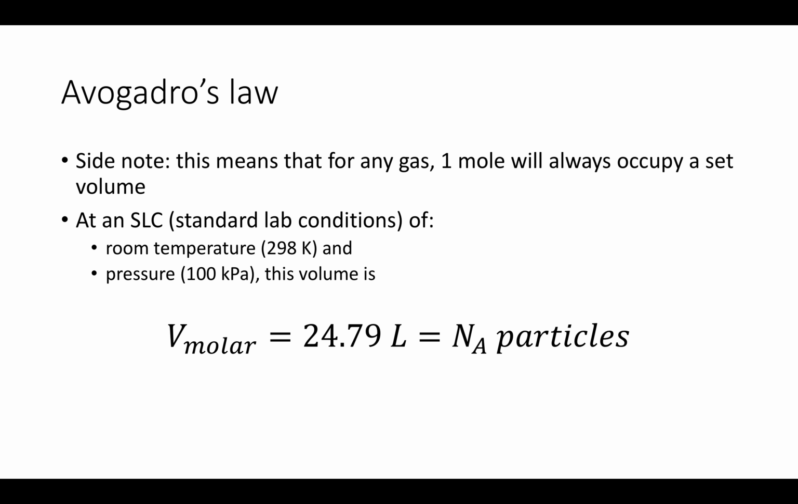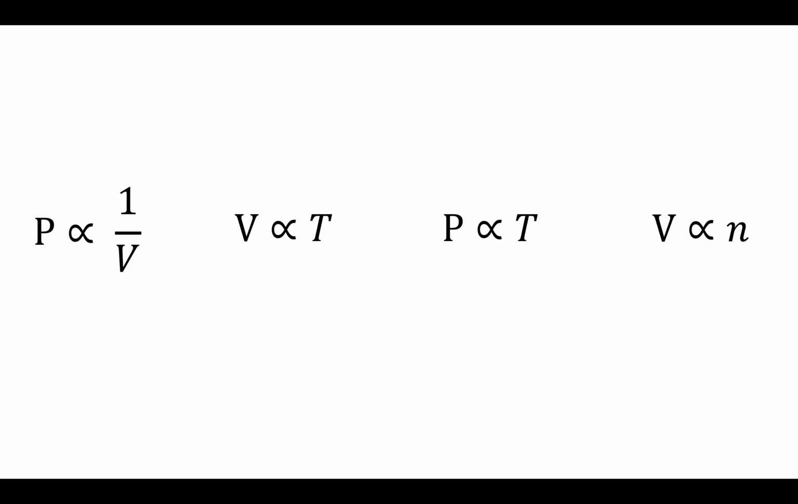Last but not least, I'll recap that again. Standard temperature and pressure is freezing point, 0 degrees Celsius. I should have said to you guys before in your lab that it was standard lab conditions, which is room temperature 25 degrees or 298 Kelvin and then 100 kilopascals. Either way, this still remains true. For any gas, 1 mole will always occupy a set volume. And in room temperature, the volume is 24.79.